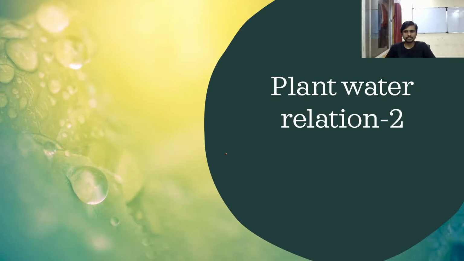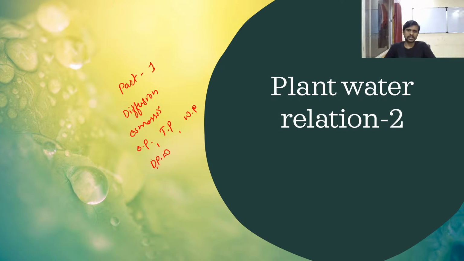Let's start with plant water relation part 2. Guys, in part 1 we already covered what is meant by diffusion, what is meant by osmosis, then osmotic pressure, turgor pressure, wall pressure, and DPD. These concepts are very necessary to understand what is actually going on inside the plant when water moves from one part of the plant to another part.